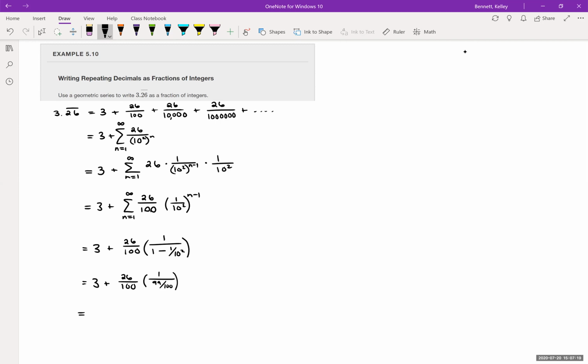So these fractions actually cancel and you'll end up with 26 over 99. So 3 plus 26 over 99. And if you write this as a ratio of two integers, then what you'll get is 323 over 99. Right, and so you need the geometric series to be able to pull out that closed form for the summation.